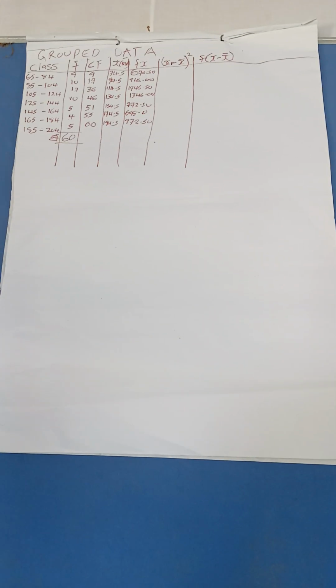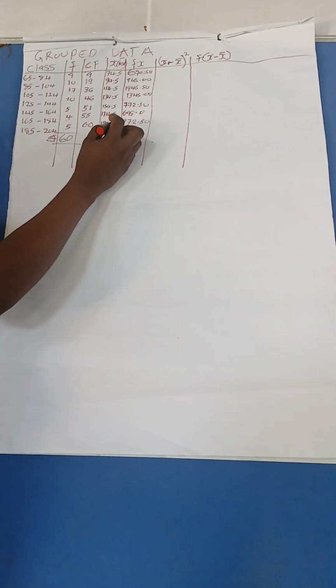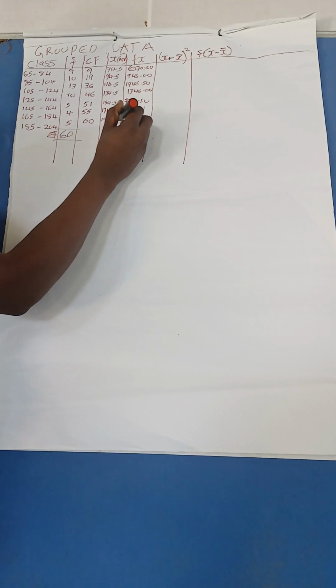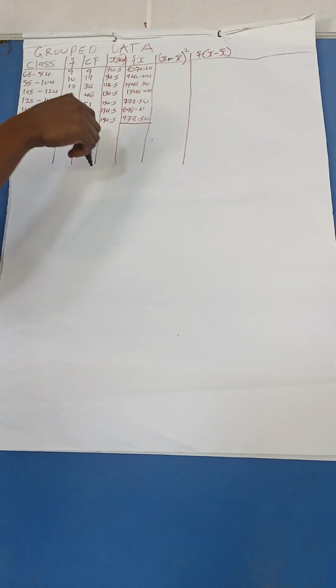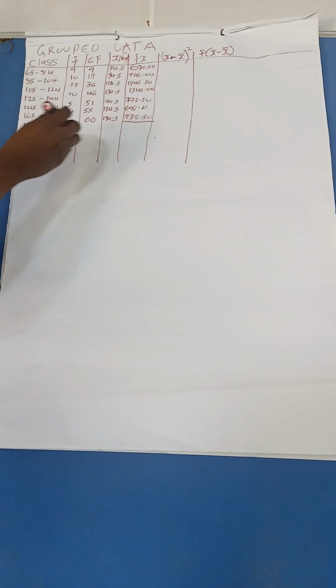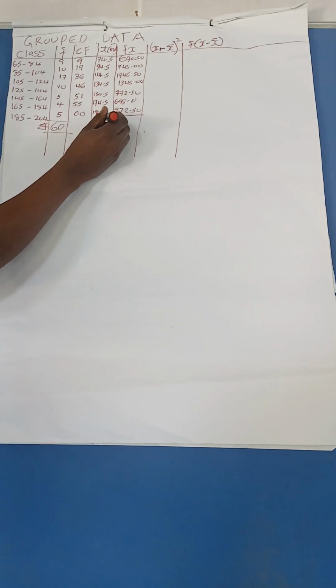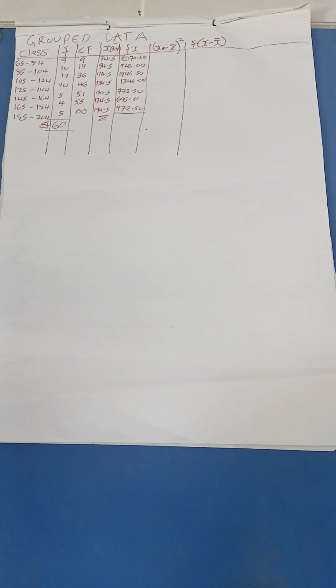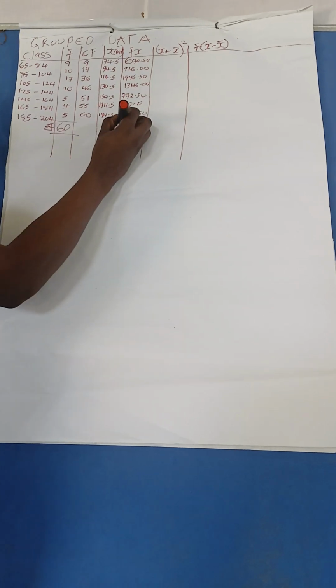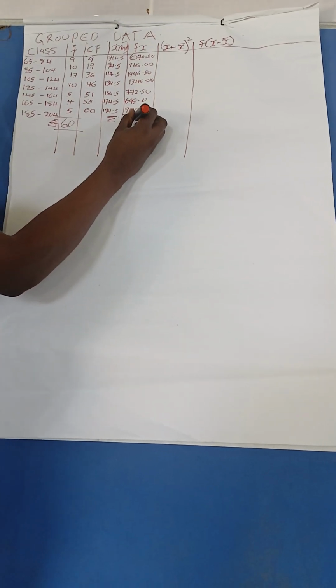Now after that, you do the total summation of fx. You add the column of fx, so you get the total summation of fx. If you add that, you will have 7350.00.